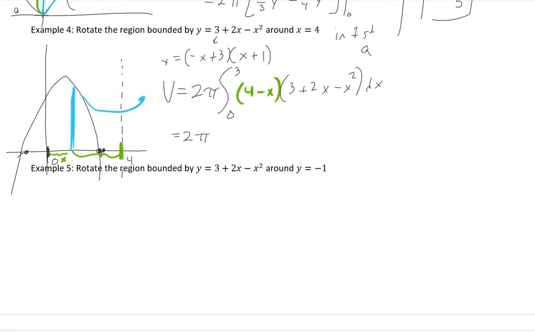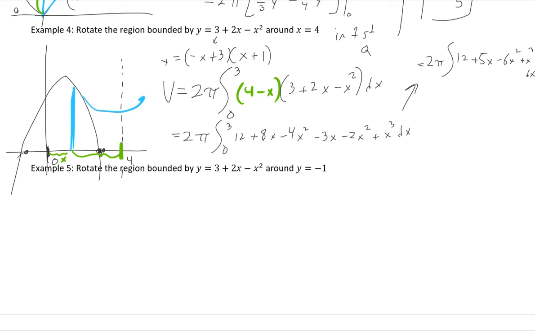Now that one's a little more gross, because it involves a little bit more foiling, but not too bad. 4 times 3 gives me 12. 4 times 2x gives me 8x. 4 times negative x squared gives me minus 4x squared. And then we multiply the minus x, so we get minus 3x minus 2x squared, and then plus x cubed dx. If I simplify that as much as I can, I get 12 as my only constant, 8x and 3x, so I get 5x. We get minus 4x and minus 2x squared, so we get minus 6x squared, and then plus x cubed dx.